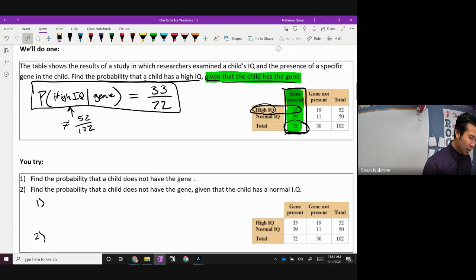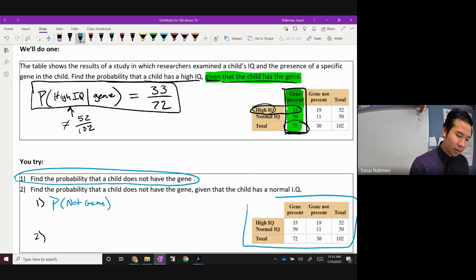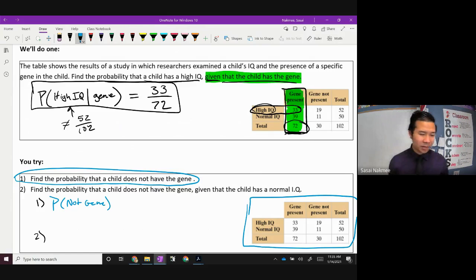Okay, so let's focus here. Let's look at number 1. Find the probability that the child does not have the gene. Does not have the gene. How many children do not have the gene in total? Right? That's what we need to look at. How many children do not have the gene? And if you look here, what's the probability that they do not have the gene? How many children are here that do not have the gene? Look at the chart. This is the chart that we use to find that out, right? And I'm hoping you guys can see it. There are 30 children.